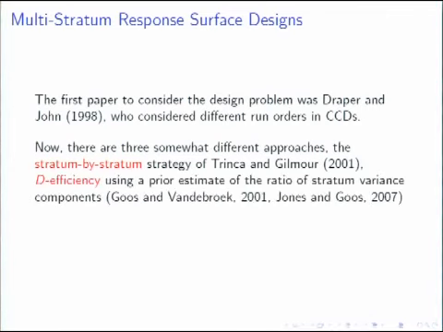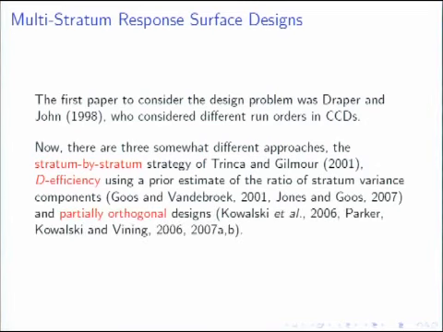Secondly, there's the globally D-optimal design approach, or D-efficiency, using a prior estimate of the ratio of stratum variance components. That's been developed by Peter Goos and Martina Vandebroek, and more recently by Bradley Jones and Peter Goos, and maybe a few other papers in between. And then a different approach is what is known in the literature as equivalent estimation designs, but we've been talking about these a bit over the last couple of weeks, and I now actually think it's better to think of them as partially orthogonal designs of Scott Kowalski and his co-authors in a series of papers. And I'll say a little bit about what each of these approaches involves.